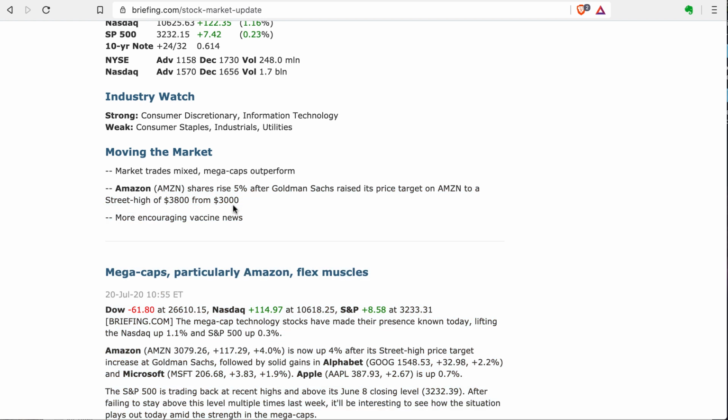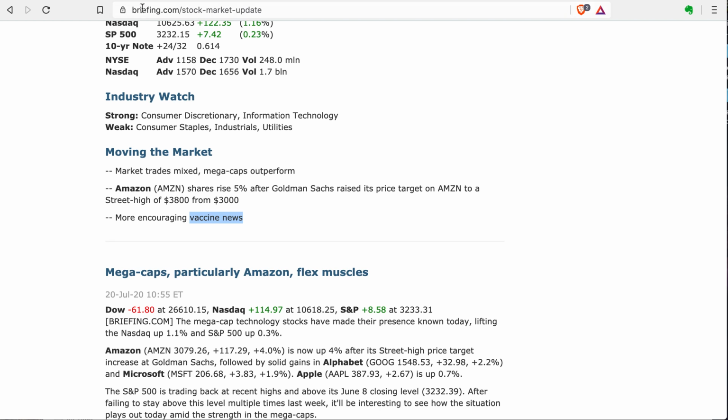Amazon is a huge part of the markets. So this thing is moving the market, right? So that's why you may see a little bit of bullishness there. More encouraging vaccine news. Okay, so we have positive news on vaccines. Bullish. Okay, all this news is very, very bullish. So that should be our bias.